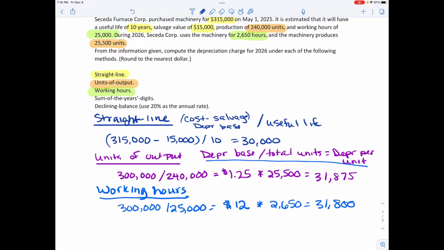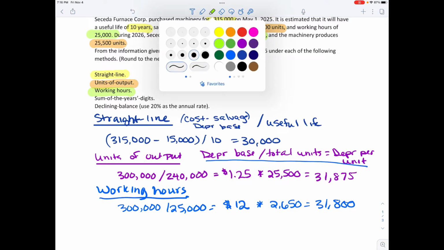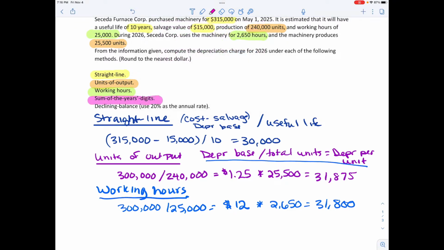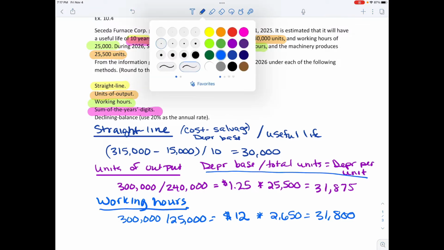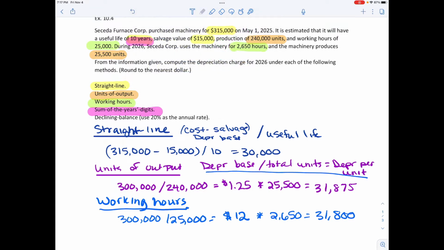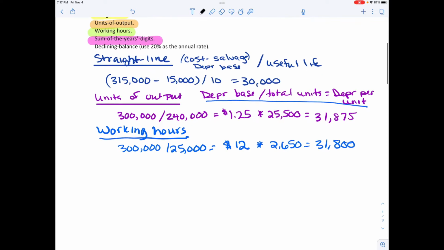Alright, now some fun ones. We're going to look at next, we're going to look at the sum of the year's digits. For the sum of the year's digits, all you really need to know from the information are the number of years. We're going to use that. And we're also going to use that same depreciation base. But it's done just a little bit differently. So sum of the year's digits.